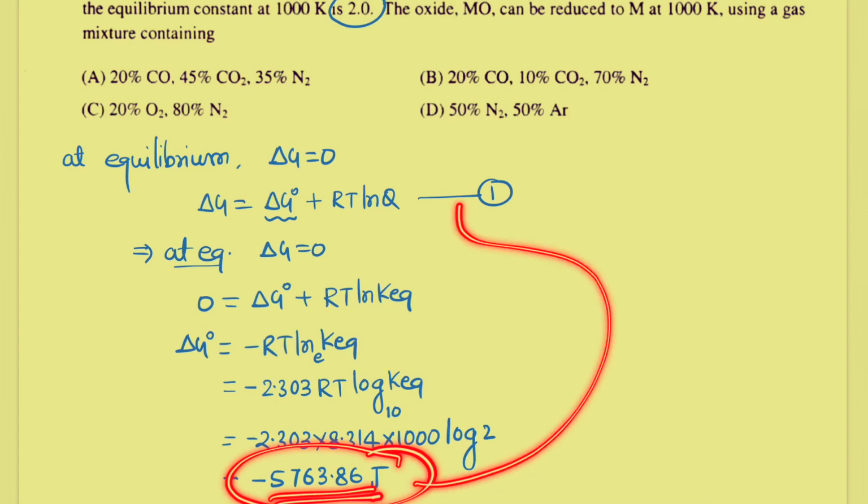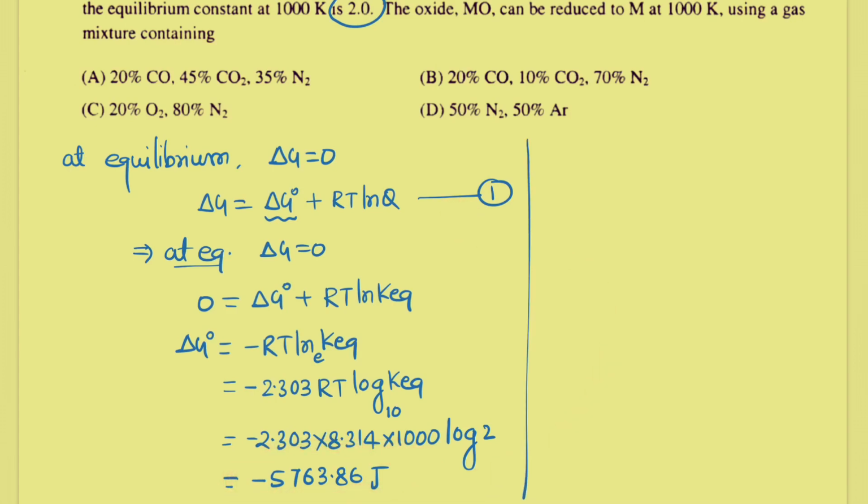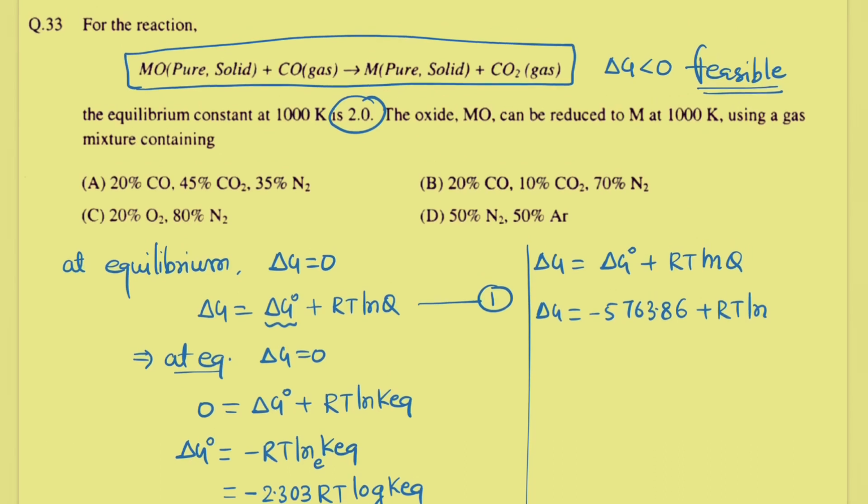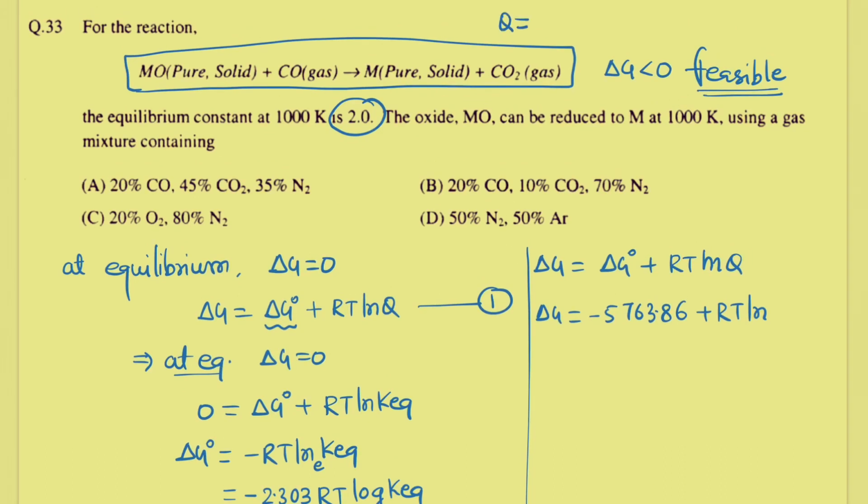Now we can put this in equation number 1. So what we can say is that delta G equals delta G naught plus RT ln Q. So delta G equals minus 5763.86 plus RT ln Q. If you see the given reaction, Q, that is the reaction quotient, will be the partial pressure of CO2 divided by the partial pressure of CO, because the metal and oxide are in solid phase, so they will not be part of the Q expression. So we can simply write partial pressure of CO2 divided by partial pressure of CO.